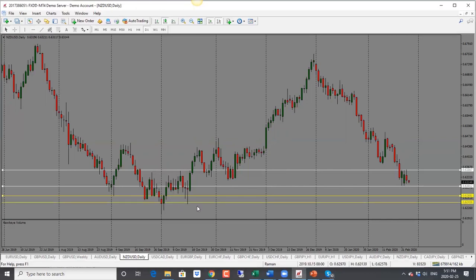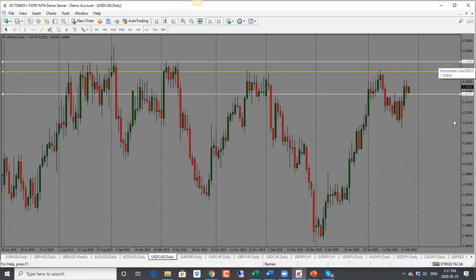Now, on that note though, if we start hearing from the Fed and there's talk about cutting interest rates, the US dollar could drop, which means all the dollar crosses could go up. This is why it's very important to keep an eye out on what the central bankers are saying.